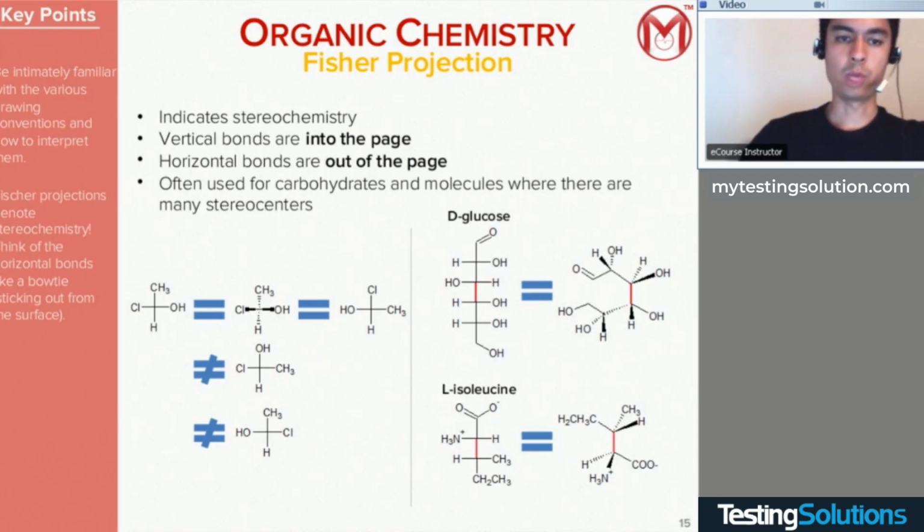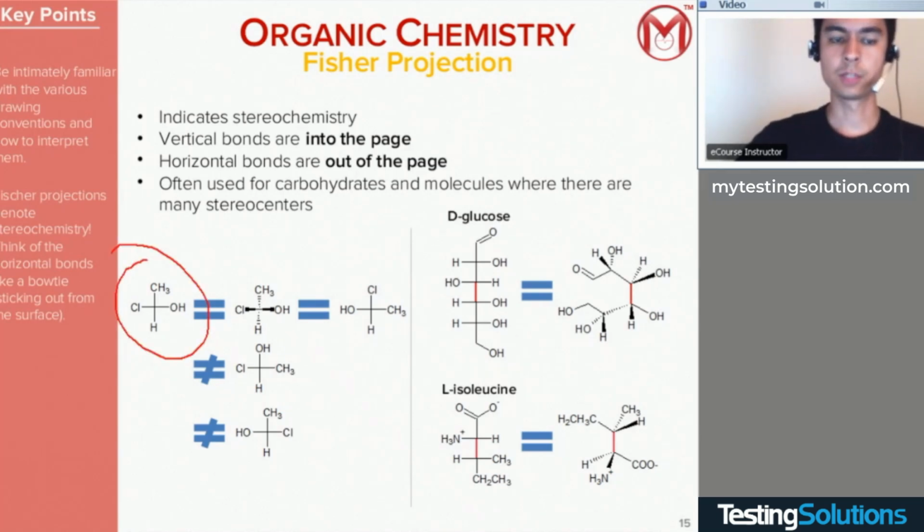So if you, for whatever reason, do have to rewrite or change the Fisher projection, it is really important that you keep everything consistent. If for some reason anything has to change, make sure that whatever you've drawn as your final result is actually the correct configuration. So just check its absolute configuration.